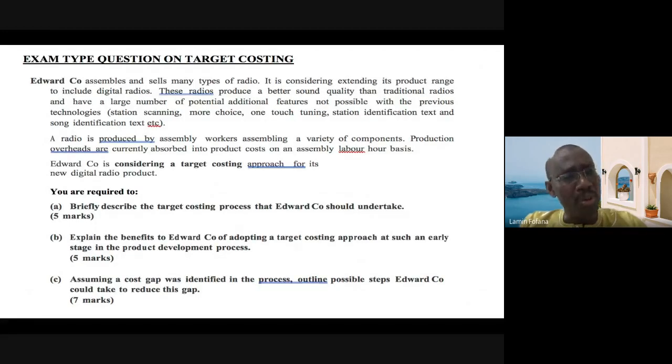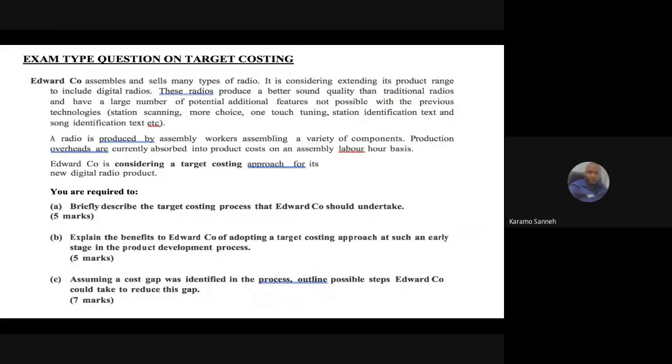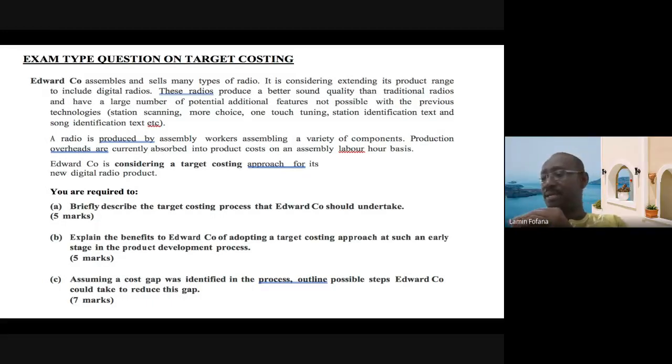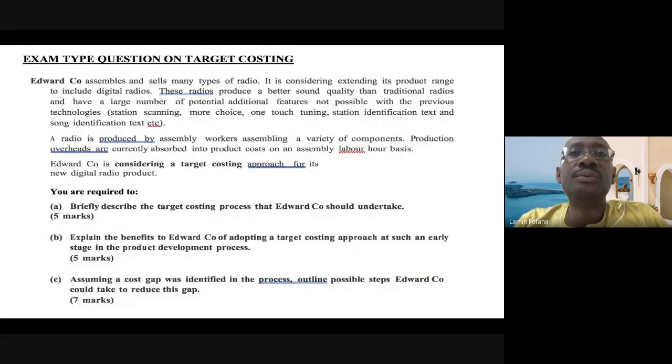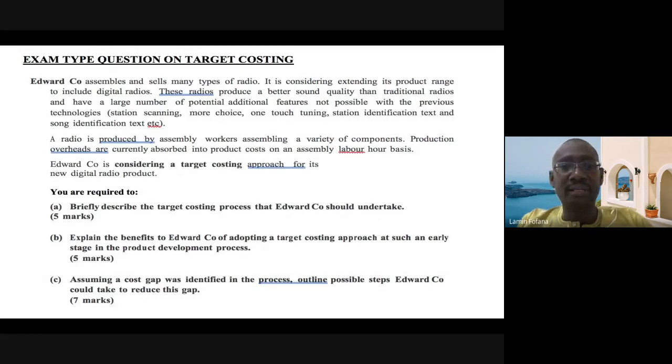Actually, it will be the normal target costing process, but this time around, you have to apply it to the radio business. So what should be the first thing that Edwards Company Limited should do? What should be the first thing they should do? I think they should do a market survey. Sorry, one at a time, please. Please raise your hand so I can select. If you want to talk, raise your hand. Okay, Karamo, yes, tell us.